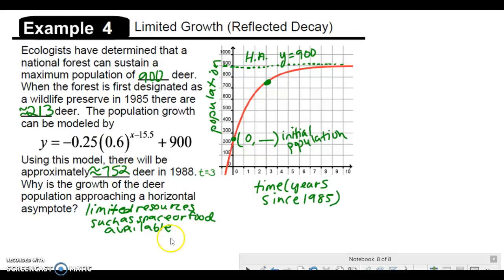And then what causes this is that eventually between hunting, the resources, spare food, the population is only going to grow to a maximum amount, etc.